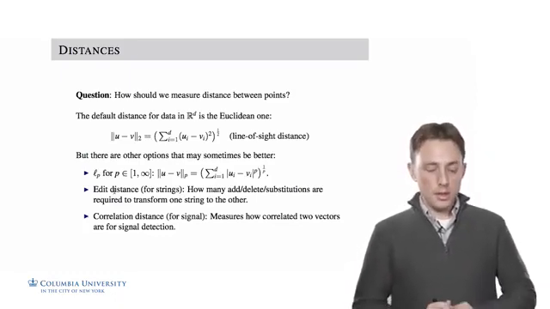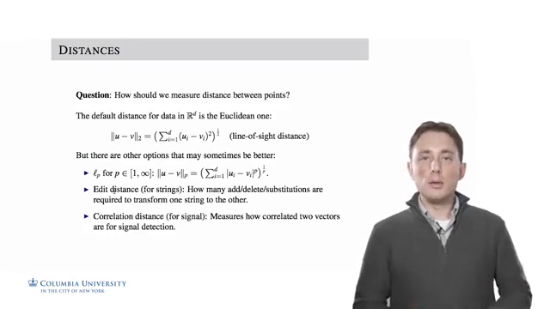Correlation distance is another one, for signal processing problems. If you want to match signals, you could use a correlation distance between those two signals. So there are many different distances that can be used depending on the problem for the nearest neighbor classifier.